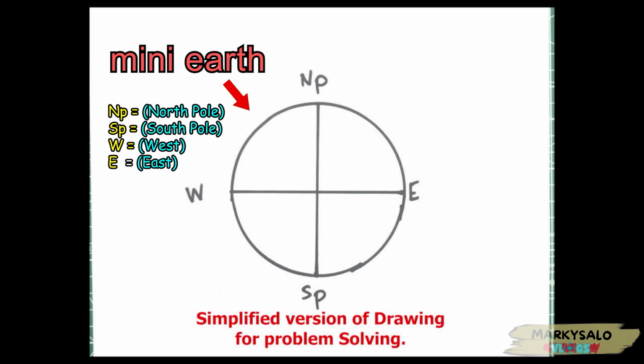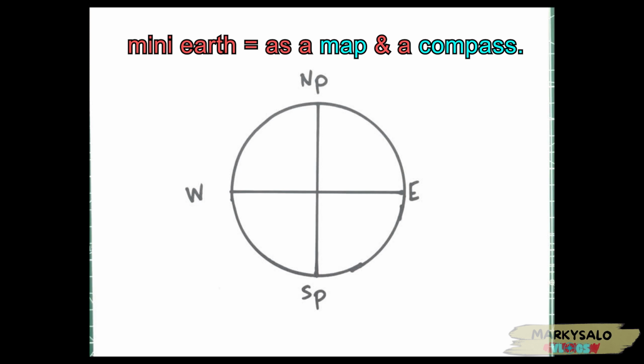Since we already know the basic components of the Earth coordinate system, let us apply the second technique, which is drawing. Each time we have a problem to solve, this will become a big help. I have here an illustration of Earth. Here we assume that our mini Earth is like a map and a compass. A map because we need to determine and plot the coordinates of a given position.